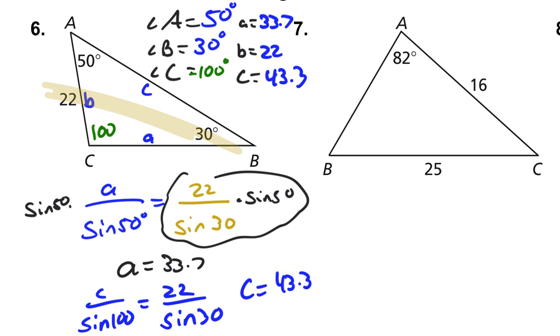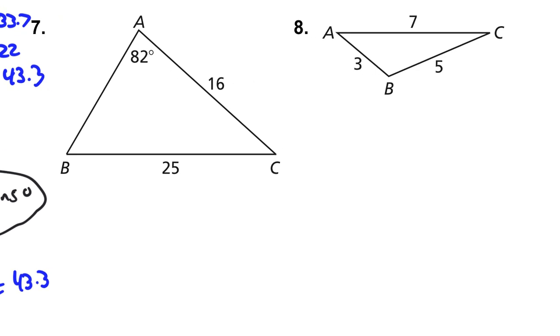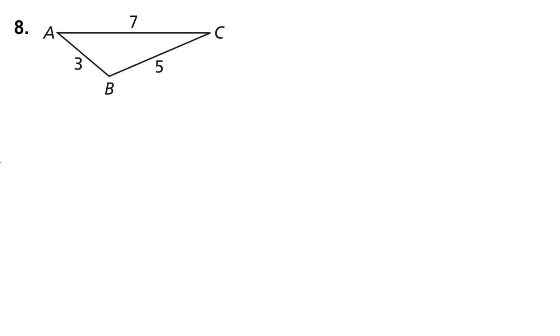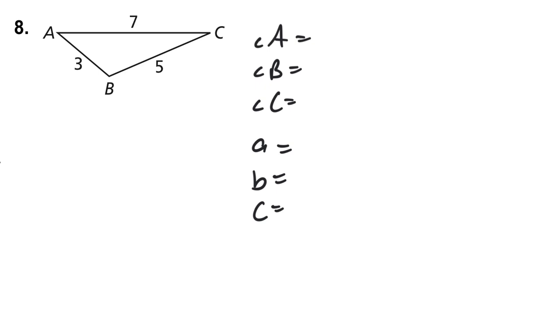Let's go over to 8 because number 7 I can use law of sines, and number 8 I cannot use law of sines. So I'm going to make angle A, angle B, angle C, and write down what these are. And then I'm also going to write down little a, little b, little c, so the side lengths. And all I know is that little a is 5, little b is 7, little c is 3.